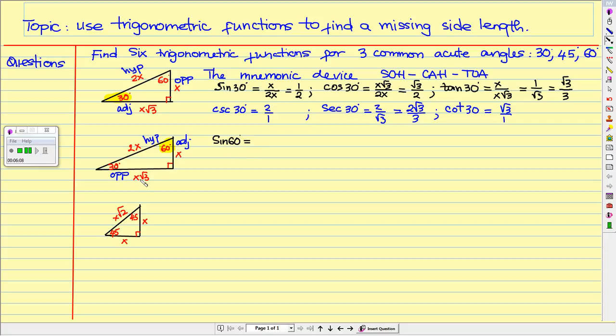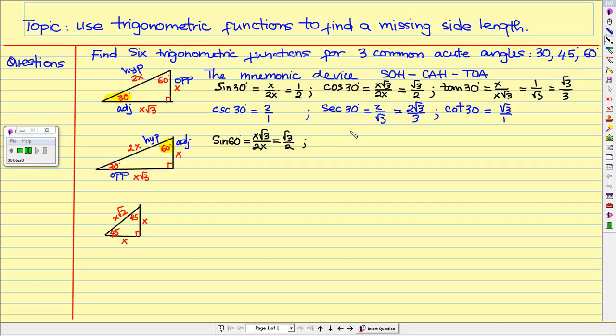is opposite over hypotenuse. So the opposite is x square root of 3, and the hypotenuse will be 2x. So if we reduce this, cancel out the x, it gives us square root of 3 over 2. So we got the sine function done.